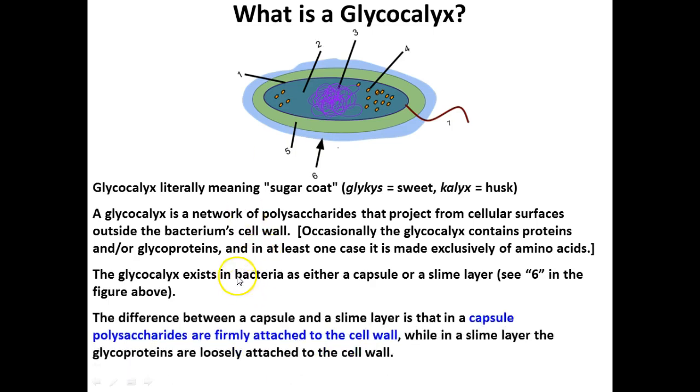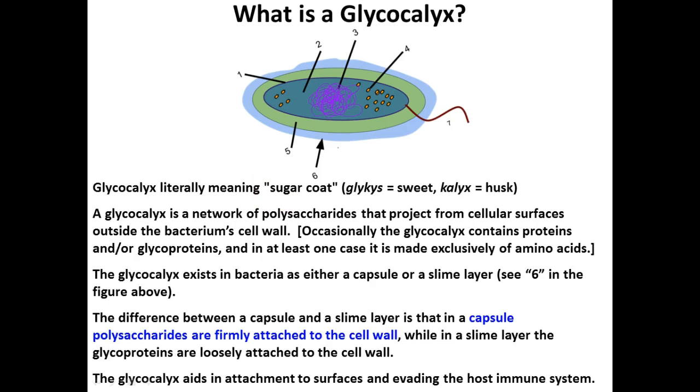The capsules themselves are typically, as I said, polysaccharides, typically sugars, and they're attached firmly to the cell wall, whereas slime layers are diffuse and not firmly attached, and cells can even use them to glide, for motility. We're looking for capsule layers.